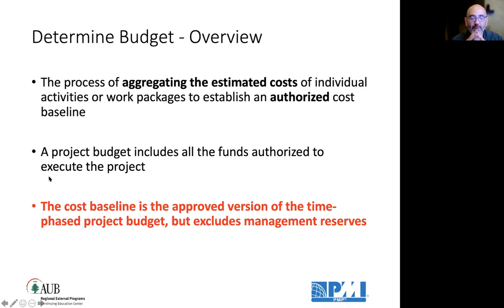So a project budget includes all the funds that are authorized to execute the project. And the cost baseline is the approved version. This is the definition of cost baseline. It's the approved version that the key stakeholders, including the client, agreed on, of the time-phased project budget. Not just that it will cost $1,000,000, but in each quarter how much budget I have. Maybe in quarter 1 I only have a budget of $100,000, but in quarter 2 I have a budget of $500,000. So it's the time phased project budget.